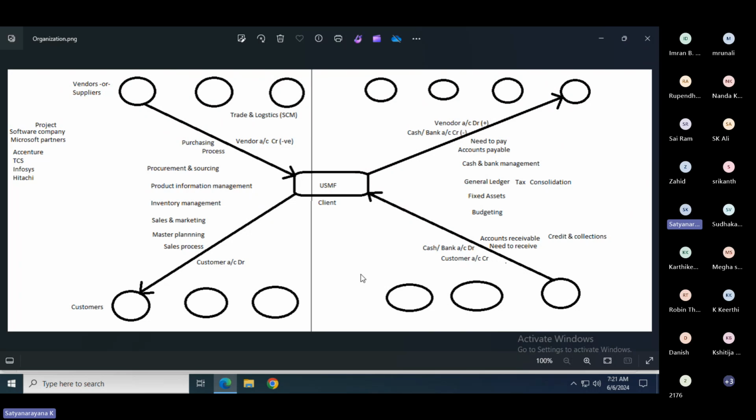I'm not talking about Dynamics ERP, any ERP. If you want to learn any ERP, you need to understand like you are running a business, you are purchasing material from the vendors. These are called vendor companies or vendor organizations, and you are selling material to the customers. These are called customer organizations. And for this, you are going to pay money and you are going to collect money.